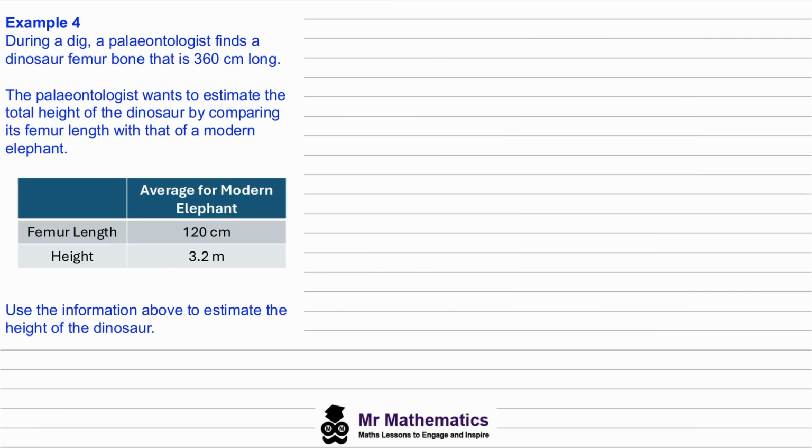So in question 4, do you want to read through this question yourself and then try and use the information to work out the height of a dinosaur? You can pause the video and come back when you're ready. Okay, so welcome back if you had a go. So we have this information here about the average modern elephant. The ratio will be the femur length of the elephant to the height of the elephant. And we're told this is 120 centimeters to the 3.2 meters.